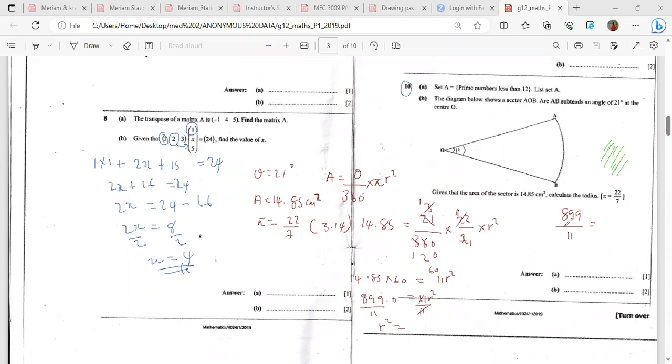11 into 8, it can't go. Of course it can go, but then it will have to leave a remainder. So you say 11 into 89, that is 8. Remainder 1. Then 11 into 11, it is 1. So you have 81. And you know that 81 is the square root of 9. So you say the square root of 81, and your r is going to be 9.